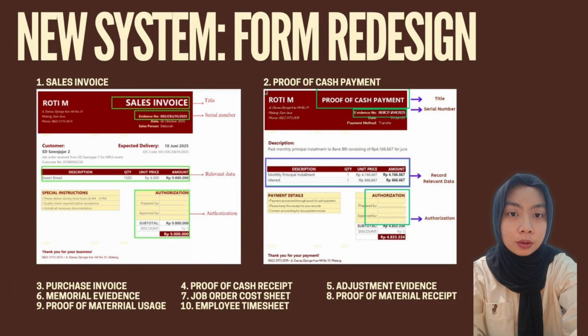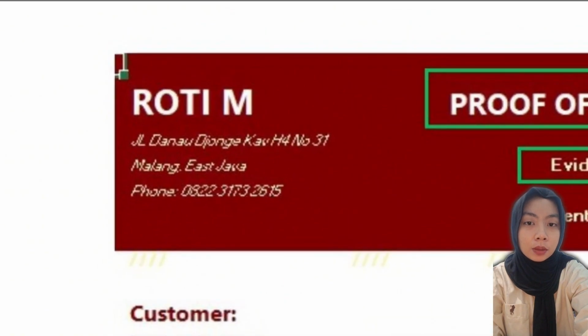Previously, our transaction evidence in the company was only handwritten on plain paper, which often caused missing information, inconsistent formats, and weak documentation. So, we redesigned our form to meet proper internal control standards. Starting from the top of the form is the company name and address. This section clearly identifies where the document comes from. It ensures that every form is official, standardized, and easy to recognize.